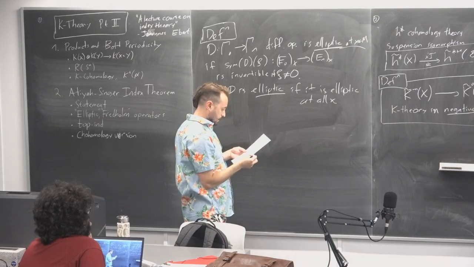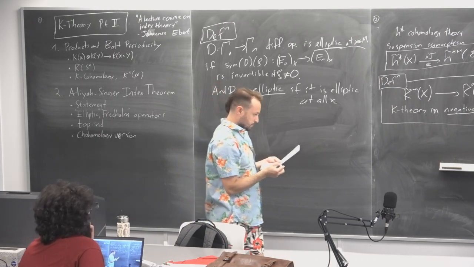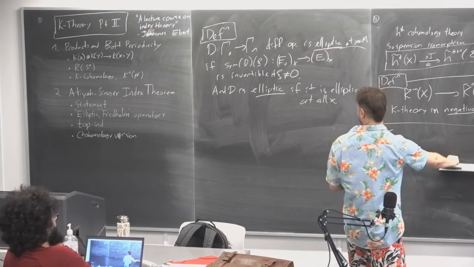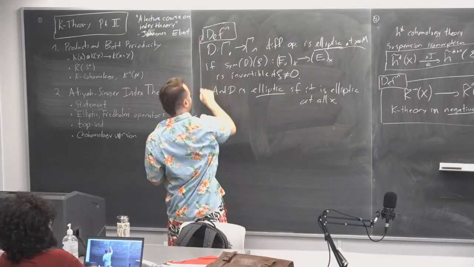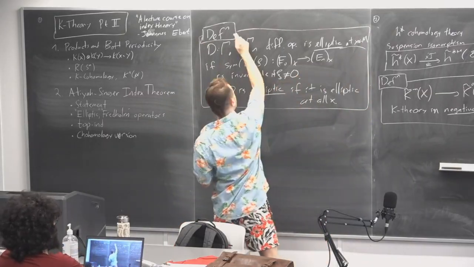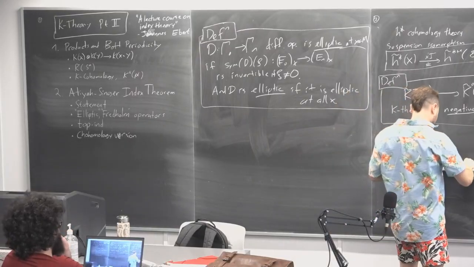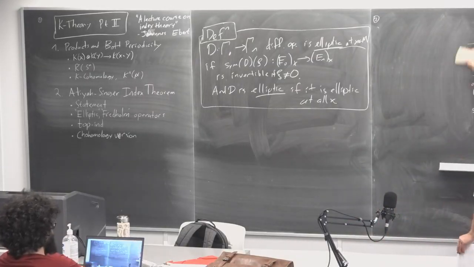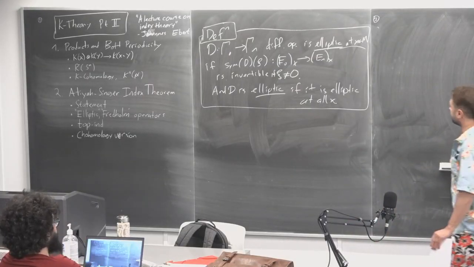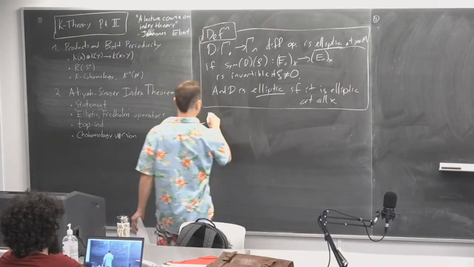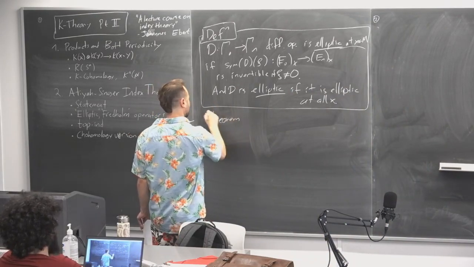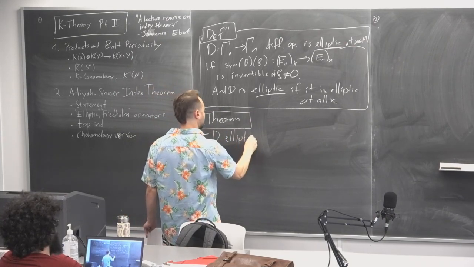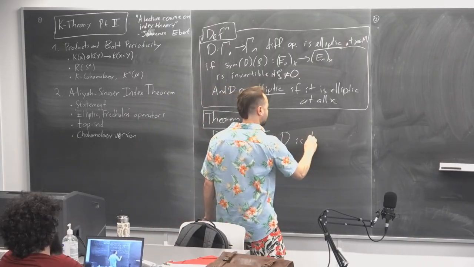So an example would be the exterior derivative on the circle. Yes. Okay. So this might make some of my other notes not entirely correct now. Let's see here. So this is a nice definition. So the first thing that's a consequence of ellipticity: D elliptic implies that D is Fredholm.